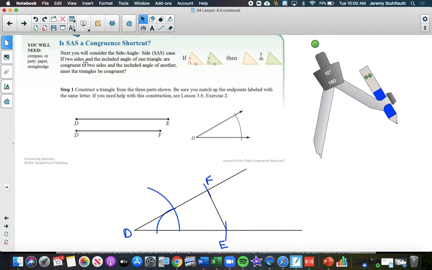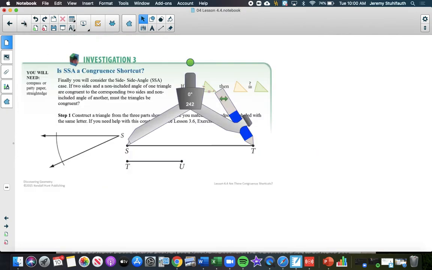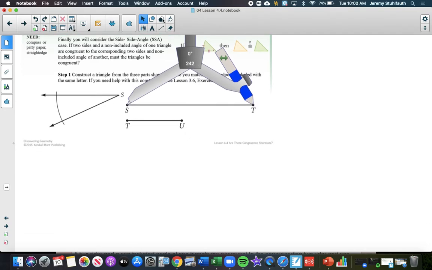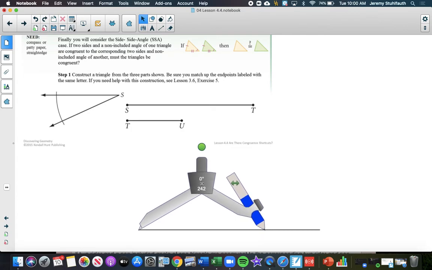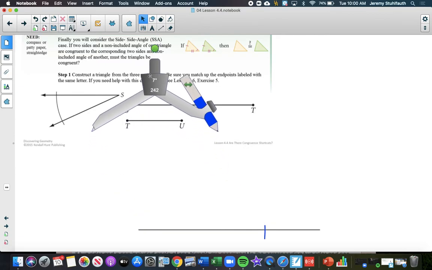Okay, and we're going to take a look at this third congruence possible shortcut. Again, we don't know if it's a shortcut. We want to figure out if it is. So we're going to create our line, and then we're going to come here and create this side. So we have ST right there, and then we're going to create angle S.